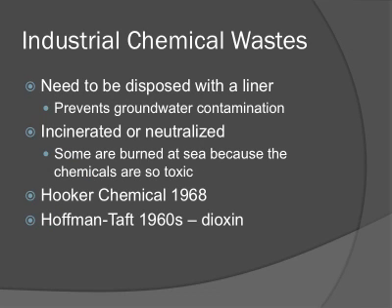Industrial chemical waste needs to be disposed of with a liner, and this prevents groundwater contamination. Sometimes they can also incinerate it or neutralize it. Some is burned at sea because it produces such toxic fumes that if a population was near it, it would cause health effects. So sometimes they barge it out to the middle of the ocean, burn it, and then bring the barge back. A few examples of industrial chemical waste: the first one was Hooker Chemical.